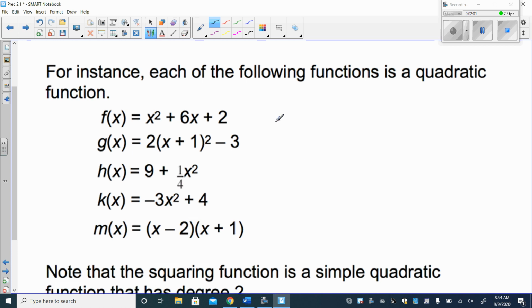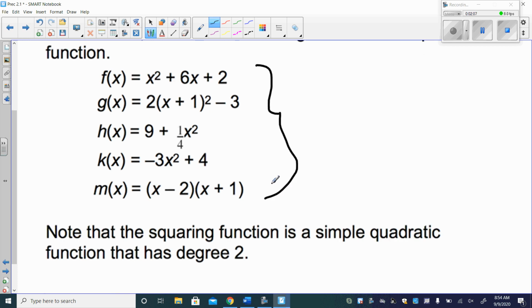Now, all of these here are quadratic functions because they're all degree 2. Note that the squaring function is a simple form of the quadratic. It's just a very simple form. It's the simplest form that we can have. It's what we call the parent function. But these are also all quadratics. They're just a little bit more to them. They have some more numbers and elements to them.